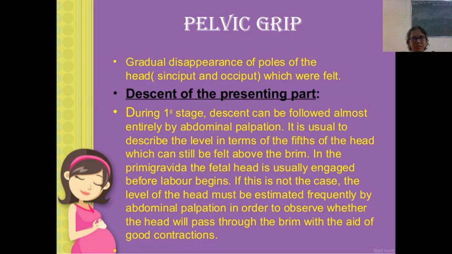Then pelvic grip. This pelvic grip also I told you, how to examine the descent of the fetal head. Gradual disappearance of the poles of the head, sinciput and occiput, which were felt. Then descent of the presenting part. During first stage, descent can be followed almost entirely by abdominal palpation. It is usual to describe the level in terms of fifths of the head which can still be felt above the brim. In the primigravida, the fetal head is usually engaged before labor pains. If this is not the case, the level of the head must be estimated frequently by abdominal palpation in order to observe whether the head will pass through the brim with the help of good contractions or not.